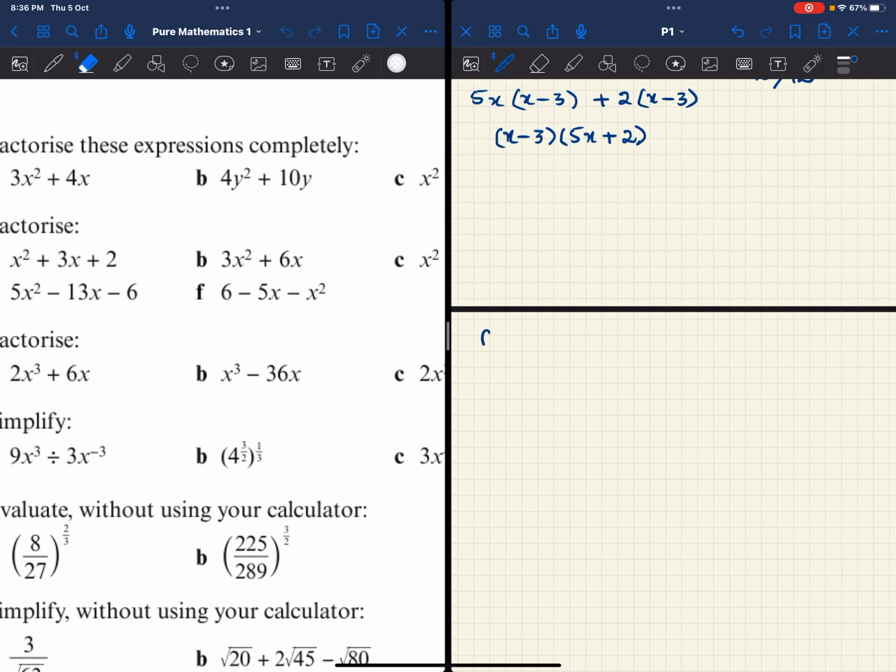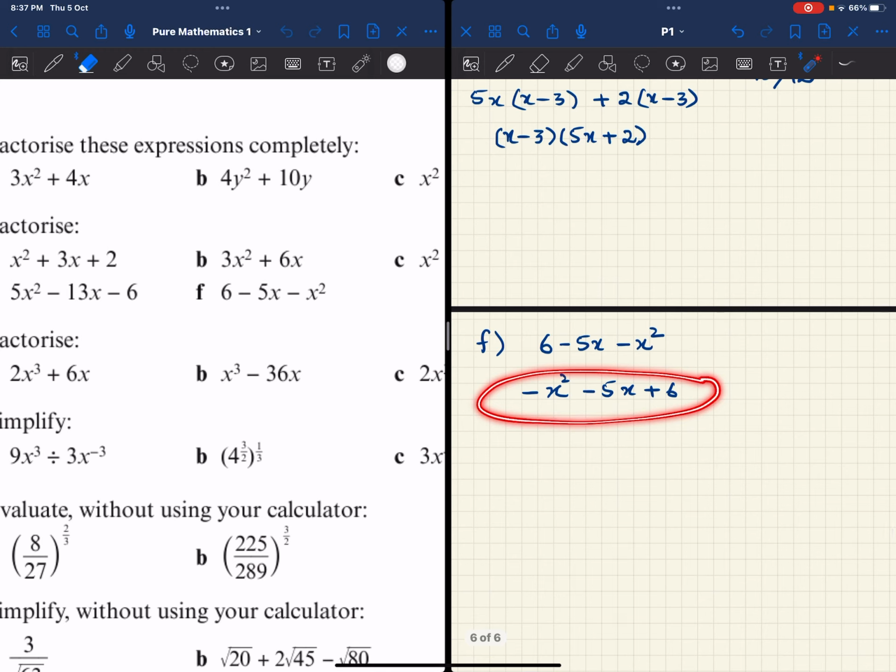Moving on to the last question from this exercise. We have question F, which is 6 minus 5x minus x squared. I will first rearrange it. Minus x squared minus 5x plus 6. Rearranging does not change the sign of the terms. The terms only change sign if we have an equal to sign and the terms go to the other side of the equal to sign. So in this case, there is no equal to sign and the terms are just shuffling within their own side. So there won't be a change of sign.